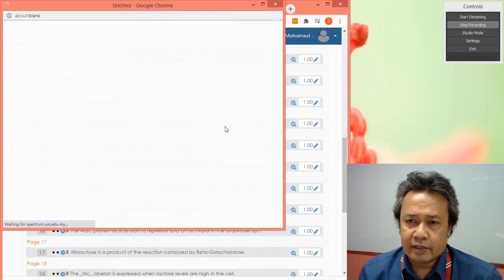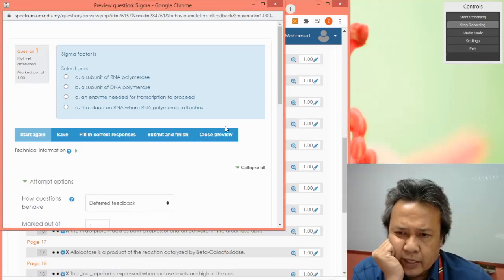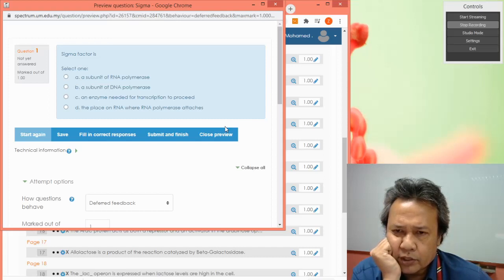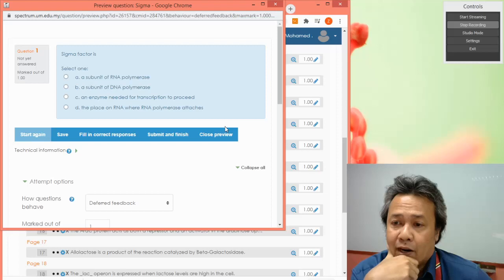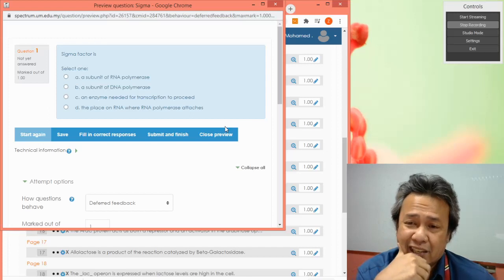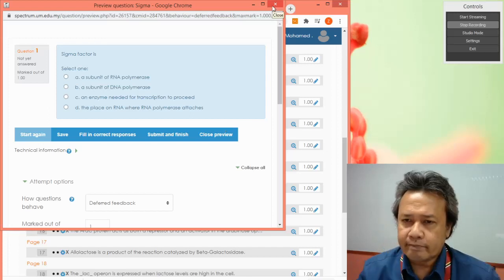Sigma factor is a subunit of RNA polymerase, not an enzyme needed for transcription to proceed. It's not an enzyme. The place where RNA polymerase attaches. No, it's the place on DNA where RNA polymerase attaches. That's not correct. So the answer is A, a subunit of RNA polymerase. So the answer is A, yeah?